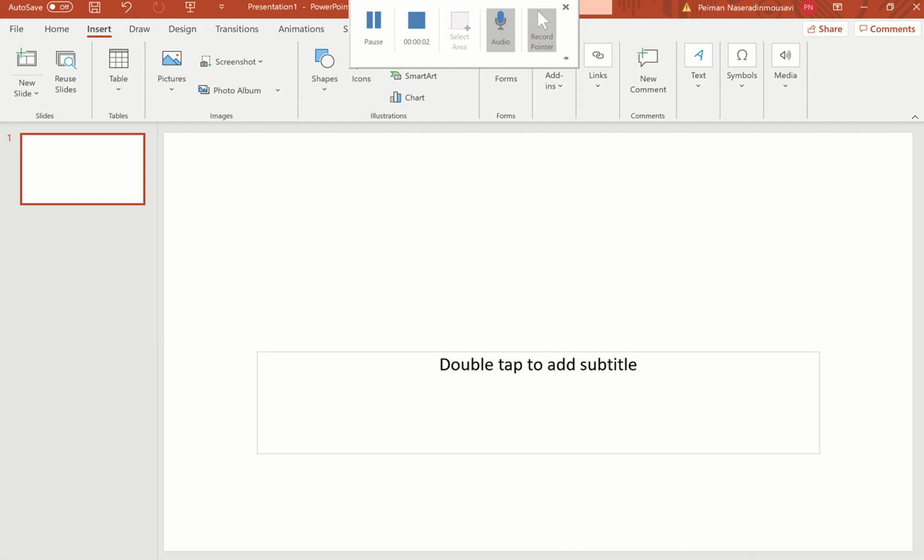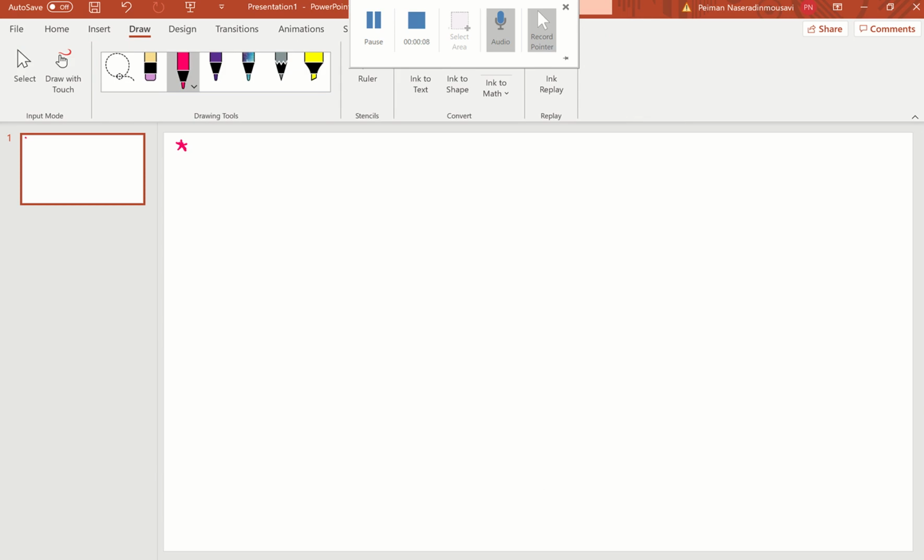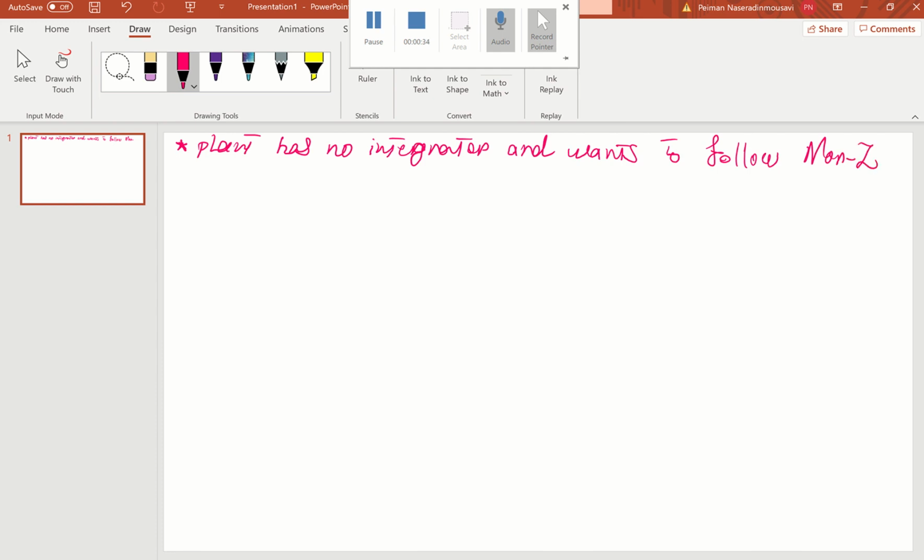Okay guys, so let us continue. We designed the controller analytically for the plant that has no integrator, a topological transfer function, and wants to follow simply a non-zero reference input or desirable inputs, right?